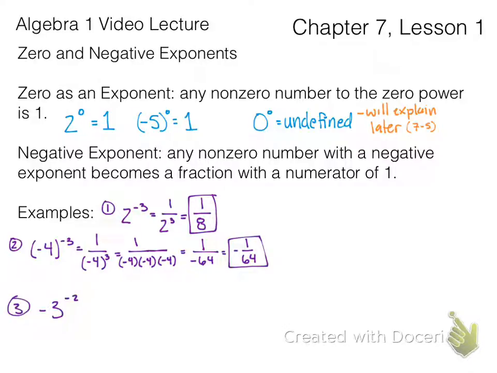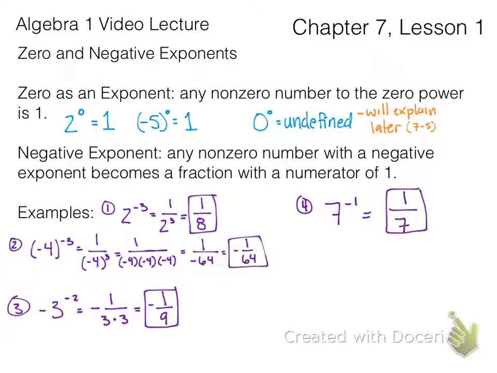All right, now we have negative 3 to the negative second power. Notice how there's no parentheses. So the negative 2 is only going to affect the 3, not the negative 3. So we end up with negative 1 over 3 times 3, which is negative 1/9. Now we have 7 to the negative first. That just means that the negative 1 is going to tell the 7, hey, let's move down to the bottom, and it becomes positive. 7 to the first power is just 7, which is 1 over 7.